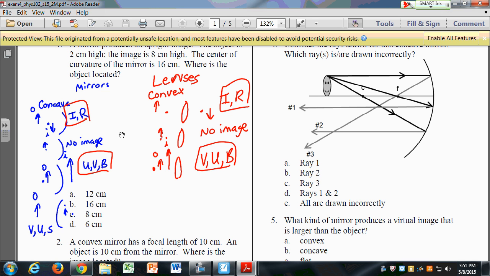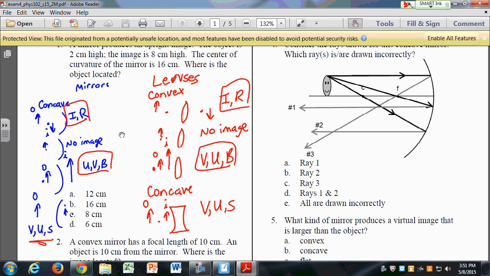And then for a concave lens, which looks like this, no matter where my object is, the image is always here. It's going to be smaller, virtual, and upright, which is exactly the same as our convex mirror. So if you learn one set, you know the other set.